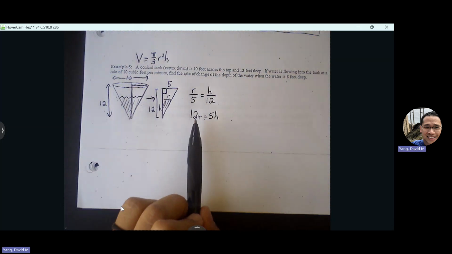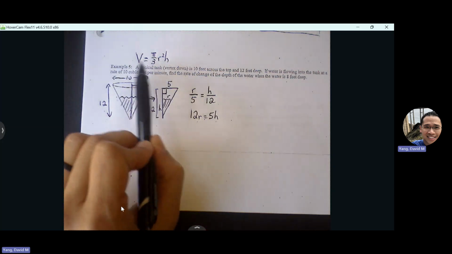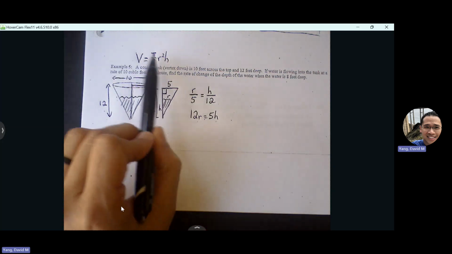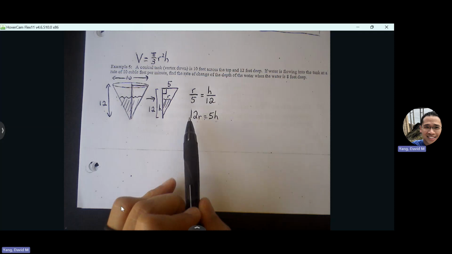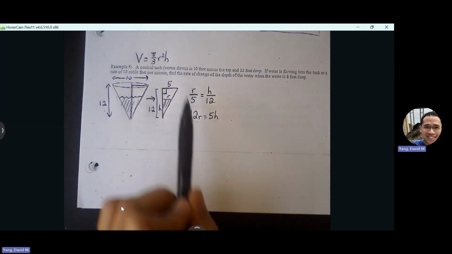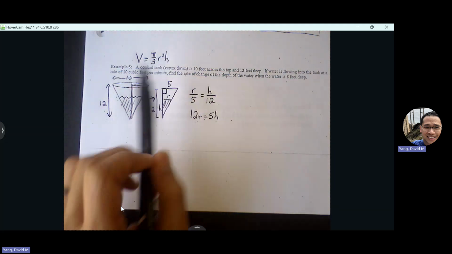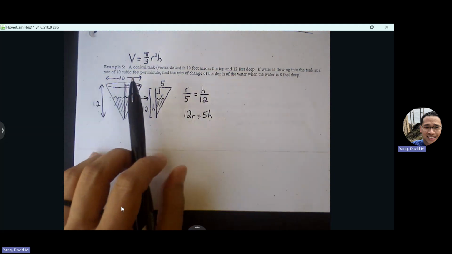Now, we don't know whether to solve for R or H yet, because we don't know which variable we're going to work on. So we're going to go back and reread the problem, gather more data, and then we'll come back and decide which variable do I want to solve for and which variable do I want to replace? Okay. All right, let's go back to reading the problem here.